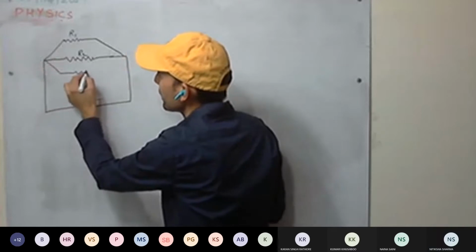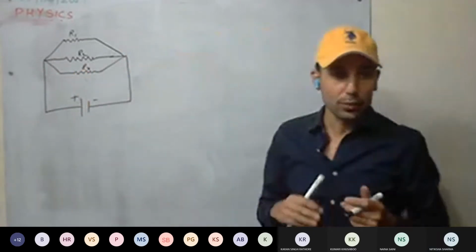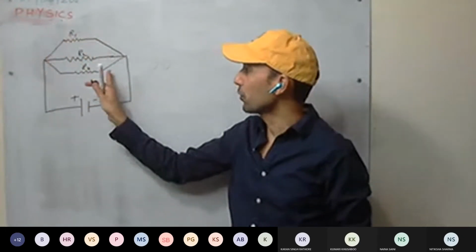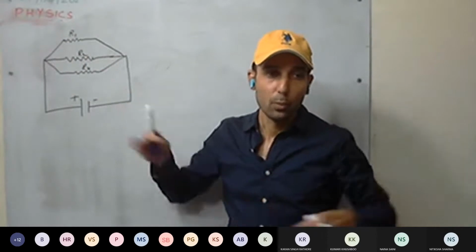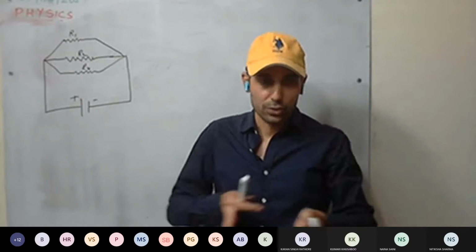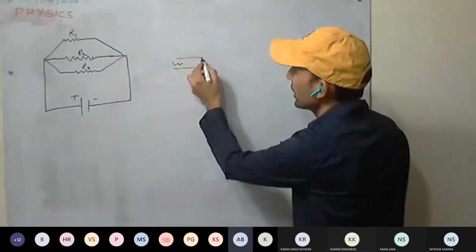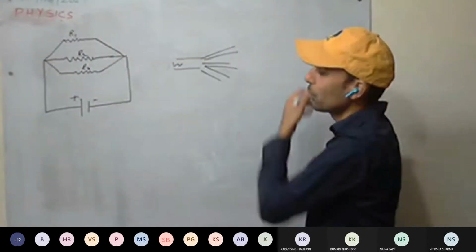Now if I provide more paths, more current will flow, because some current will flow through R1, some through R2, some through R3. That is, total current flow is more. More the number of paths, more current will flow. Yes or no? It is same as water: you provided one path here, second path here, third path. So you got more paths.